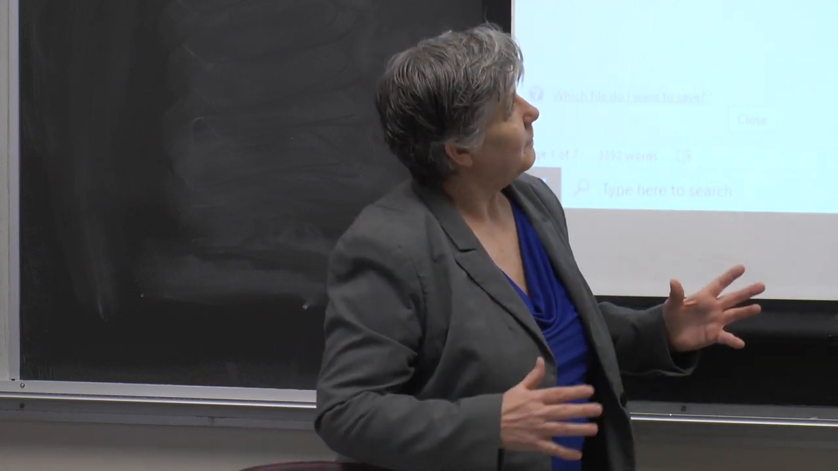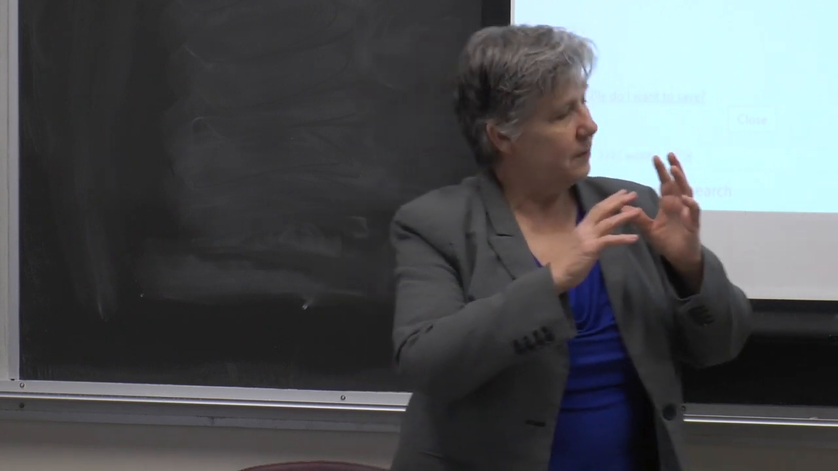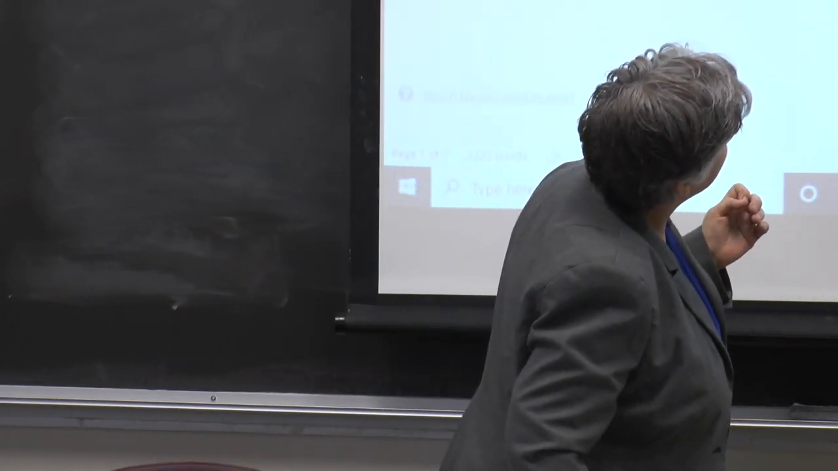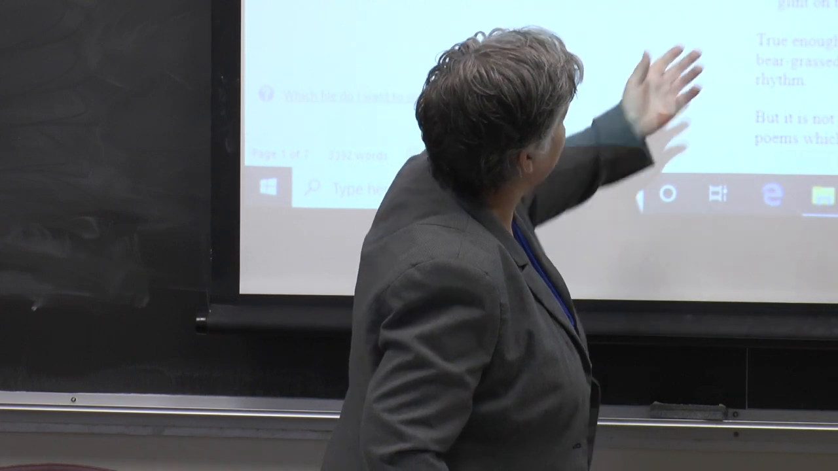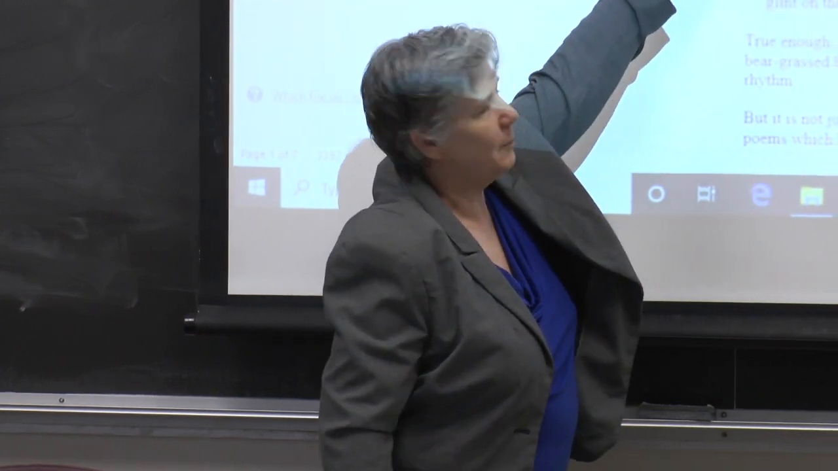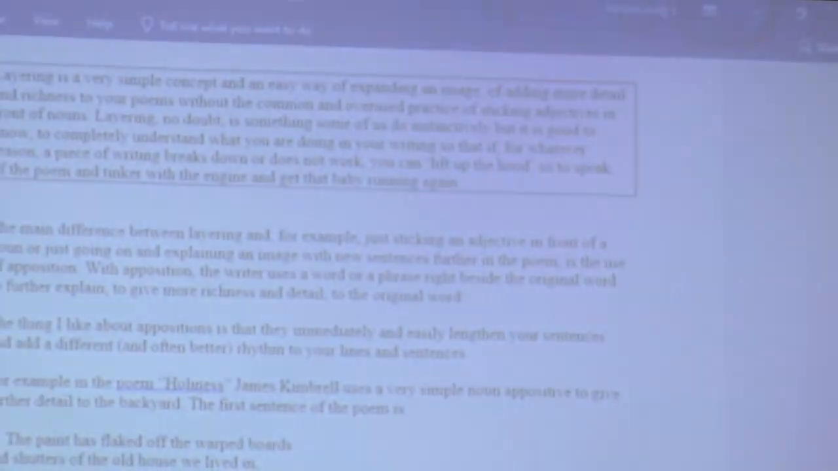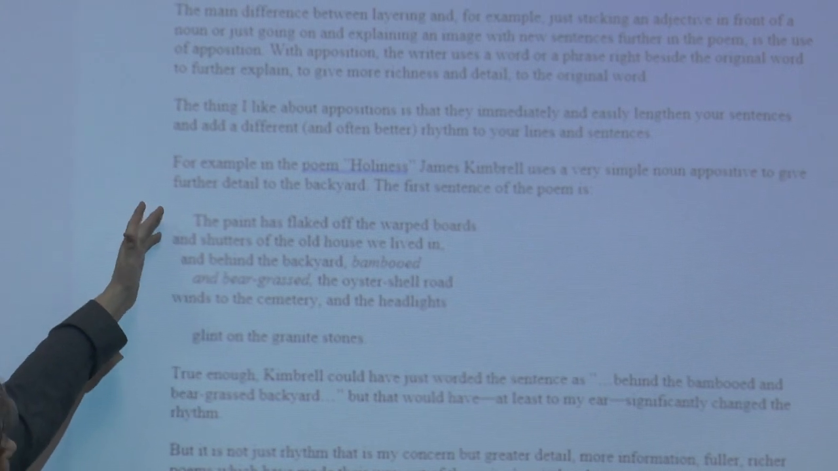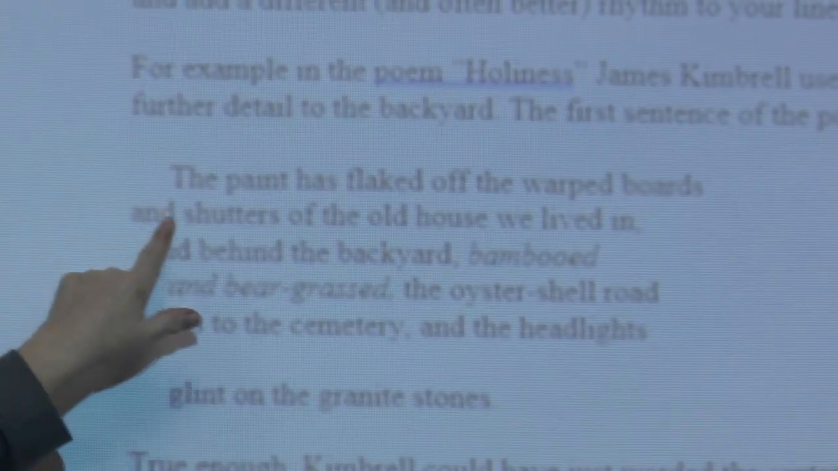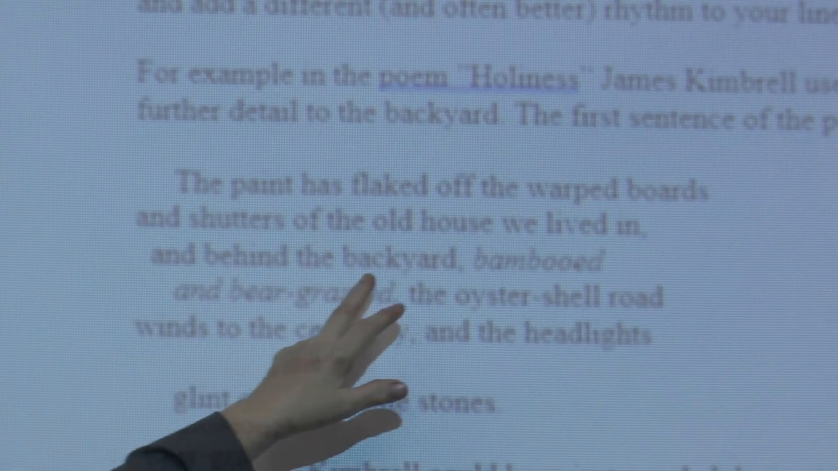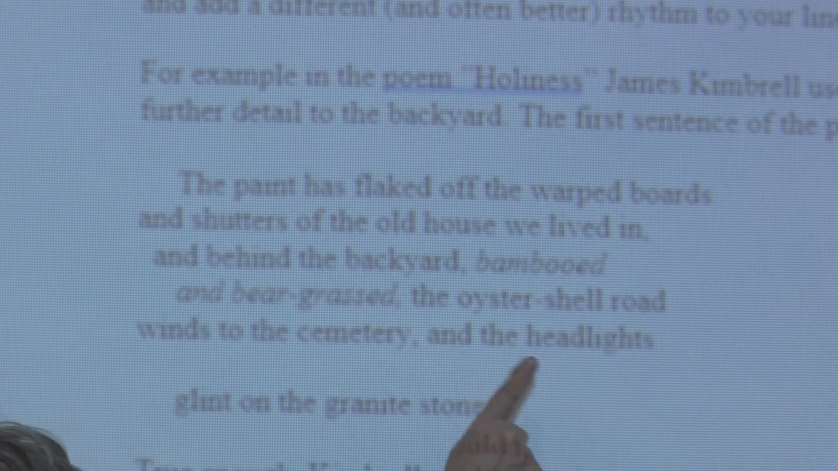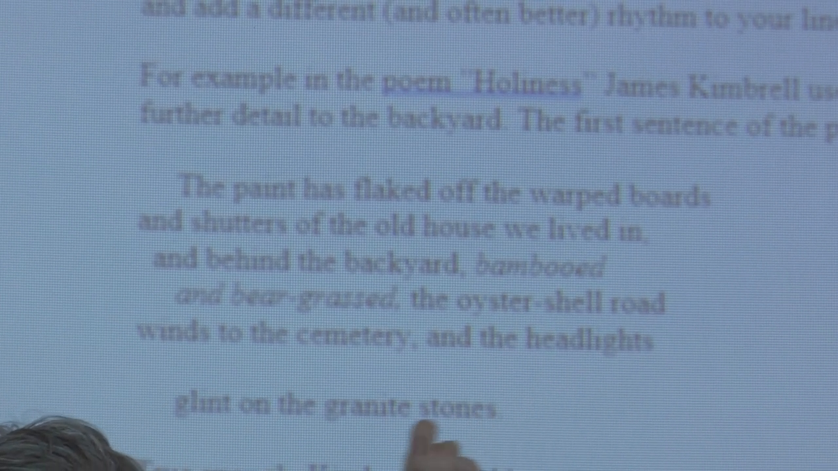All right, so layering, basically you're taking the noun and you're adding the adjective after it. So instead of, for example, I'm going to try to look for an example here, but let's just use this one here. James Gibbel, one of my favorite poets, right? He uses a very simple noun appositive to give further detail to his backyard. So the first sentence of the poem, Holiness, is: the paint has flaked off the warped boards and shutters of the old house we lived in. And behind the backyard, bamboo and bare grass, the oyster shell road winds to the cemetery and the headlights glint on the granite stones.